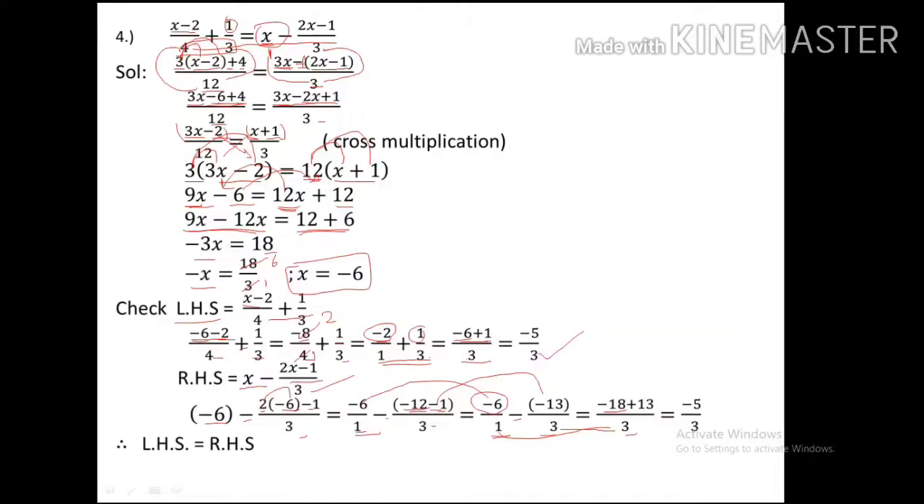Here when we open the bracket, here minus sign is there, and here also minus sign. When we open the bracket, it will come plus 13. So minus 18 plus 13, when we solve, it will come minus 5 by 3. This is LHS and RHS, both are equal. Here also minus 5 by 3, and here also minus 5 by 3.